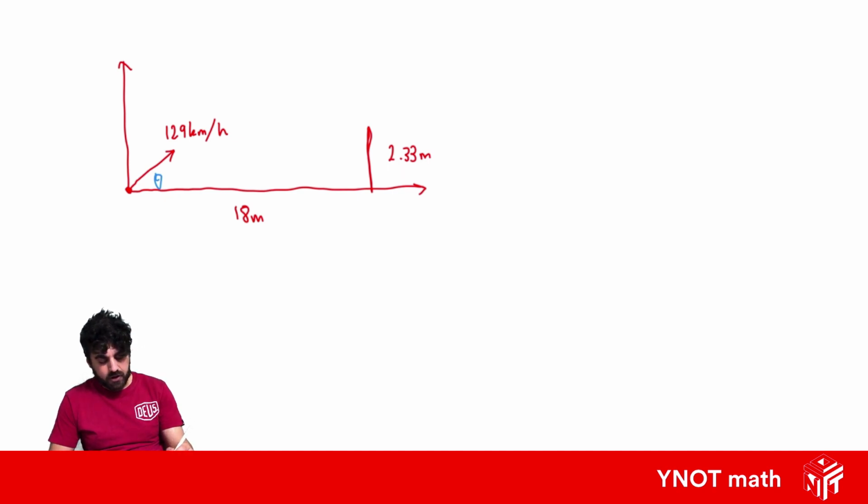What we need to do here is first change our kilometers per hour to meters per second, because you can see we've got meters and this is in kilometers per hour. To change that, we can just times by 1,000 and divide by 3,600. Times by 1,000 will change to meters, and dividing by 3,600 will change to seconds. If we do that, we get about 36 meters per second.